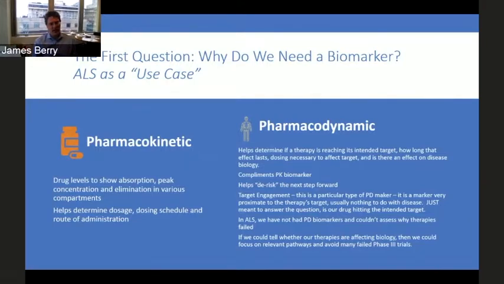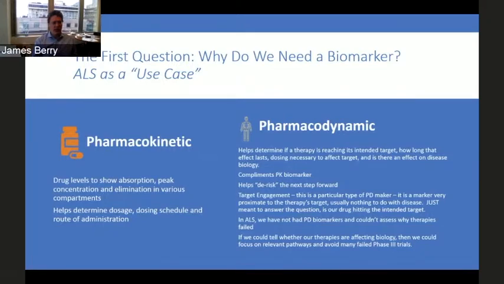So I think PK really can't be underestimated as at least a starting point in understanding, are you getting to where you need to go. It also helps determine for future trials dosage, dosing schedule, route of administration, etc. And works really hand in hand, and maybe as a kind of pharmacodynamic biomarker.